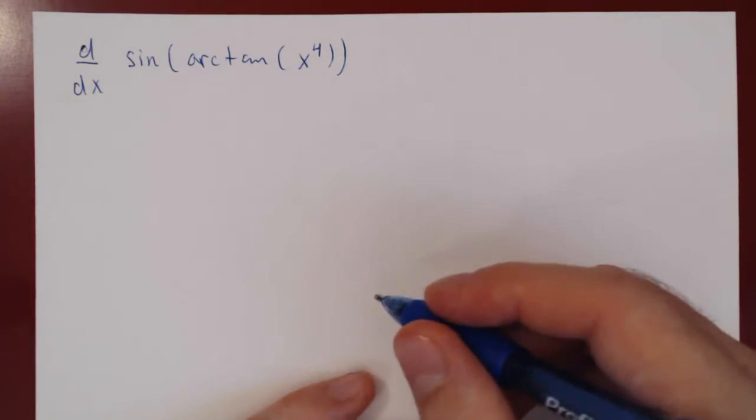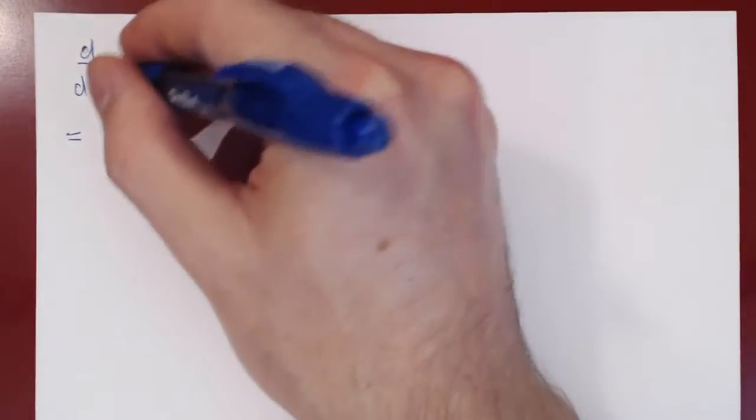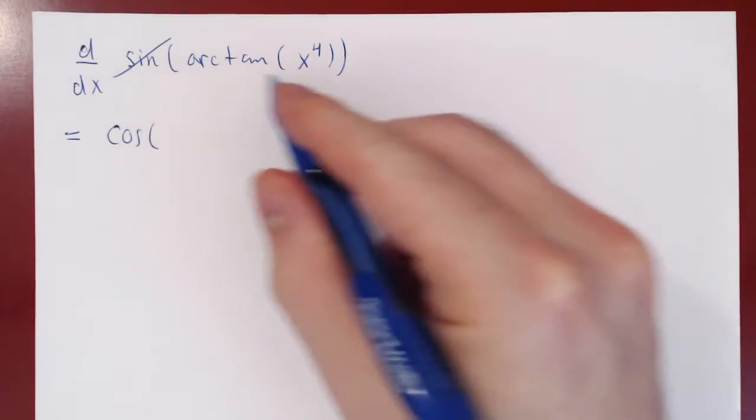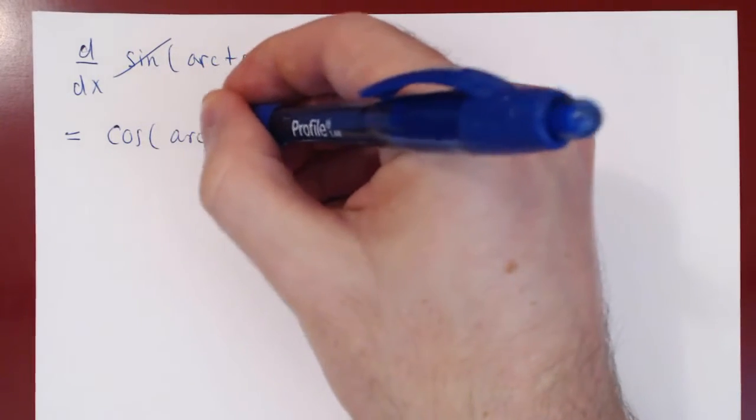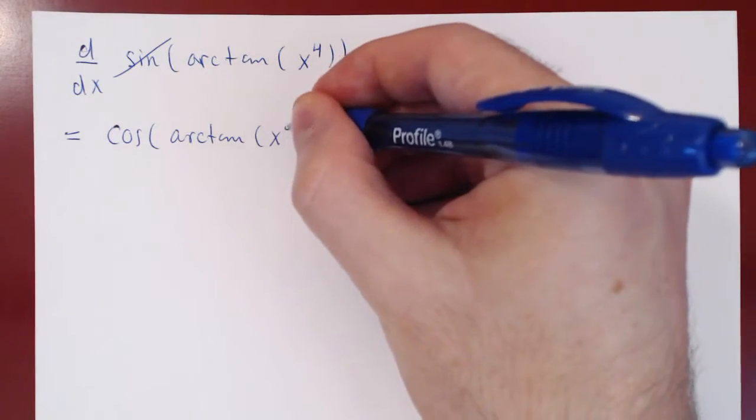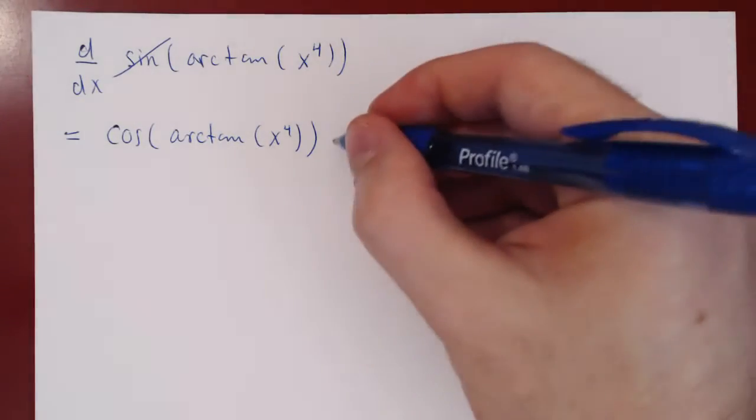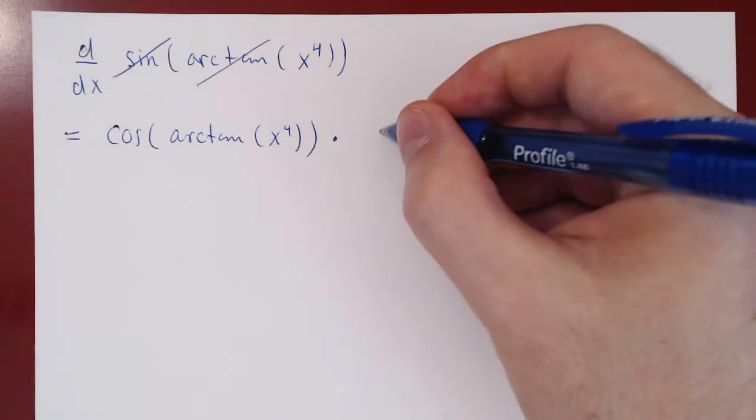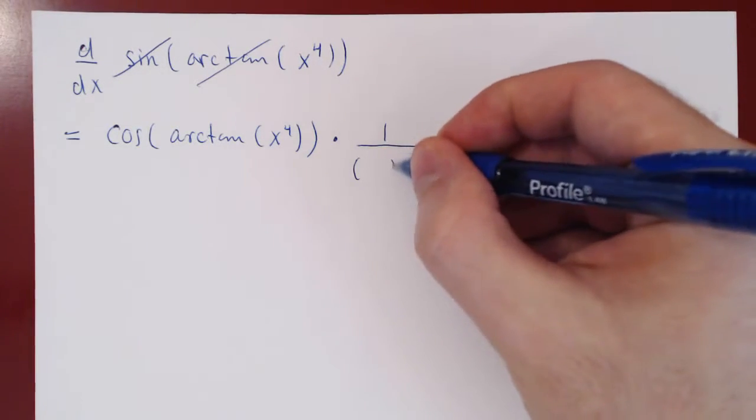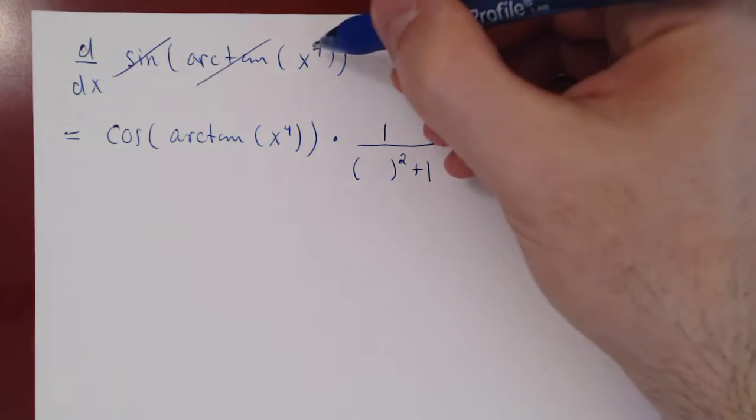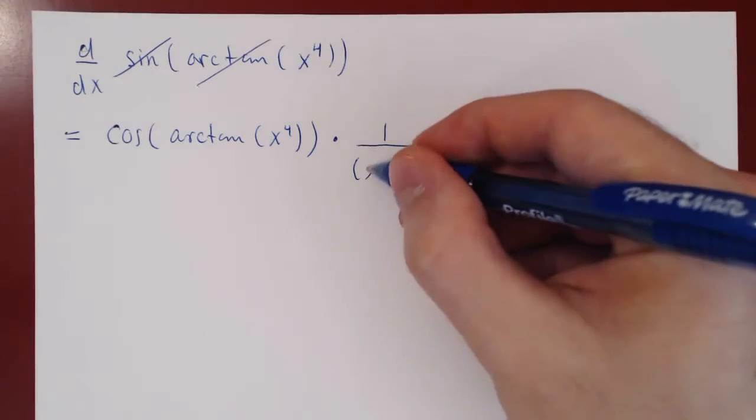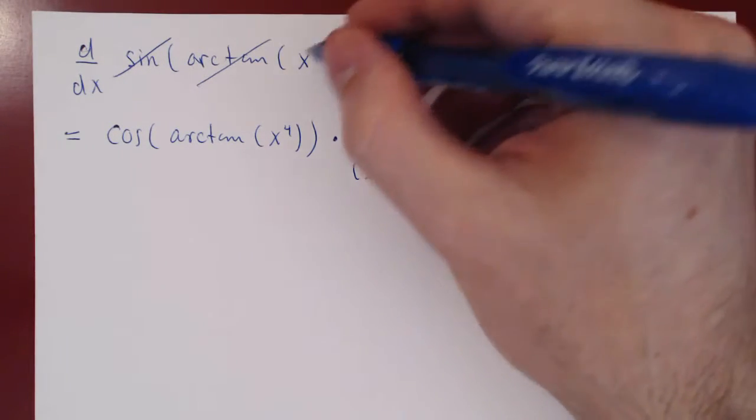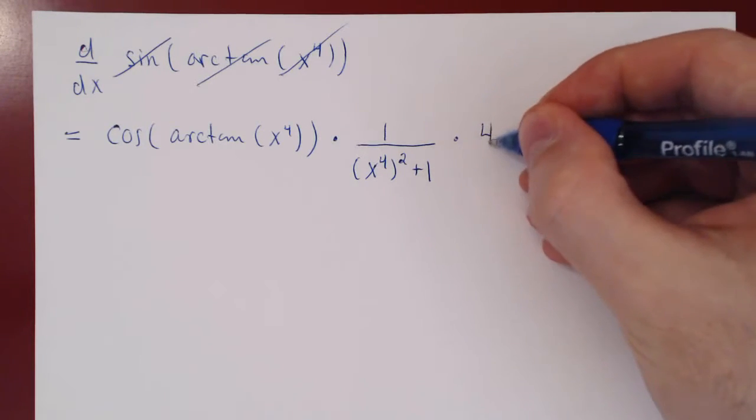So, the outside function is sine. The derivative of sine is cosine. Cosine of what? Of whatever is left over. So cosine of arctangent of x to the 4 times the derivative of what's left over. The outside function is arctangent. The derivative of arctangent is 1 over the argument squared plus 1. The argument here is x to the 4. So there you go. Times the derivative of what's left over, x to the 4. The derivative of that is 4x cubed.